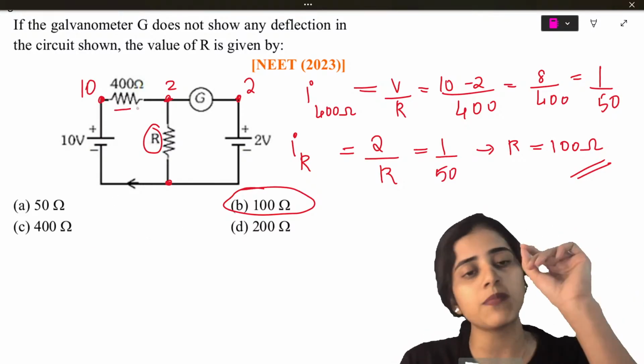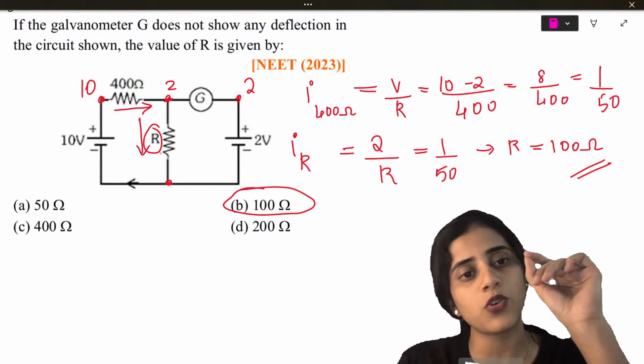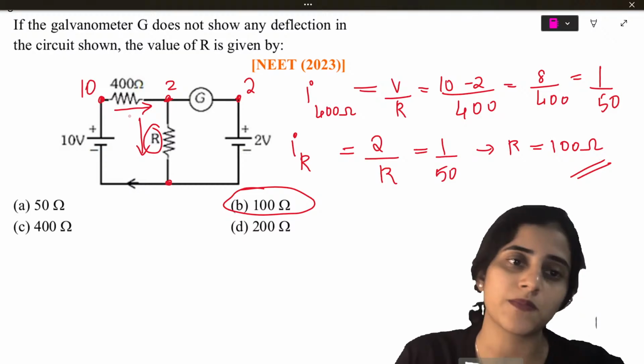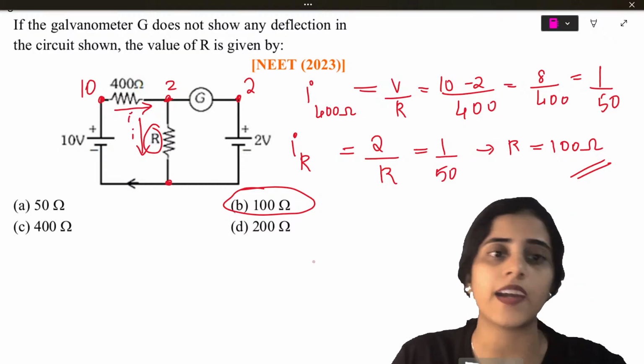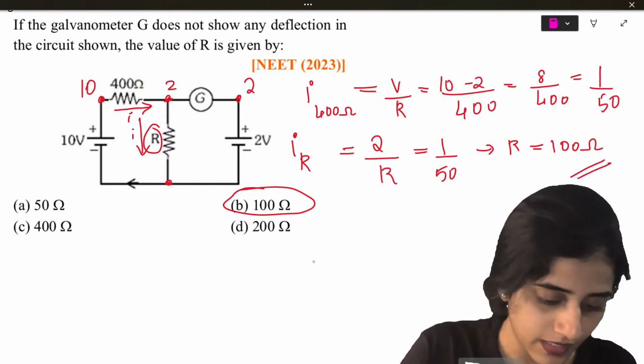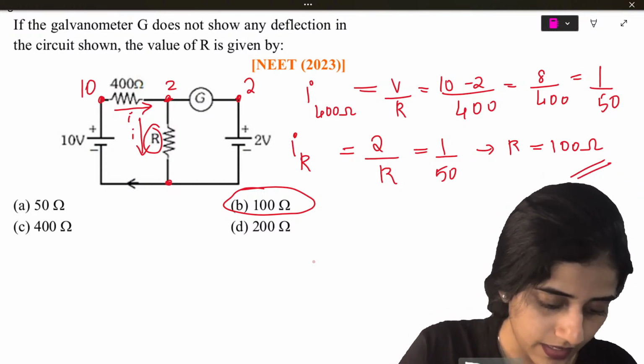The current from this arm is going to be flowing to the downward arm as well, so it's going to be the same. Can I get some thumbs up if this is clear? Can you all put some fire?